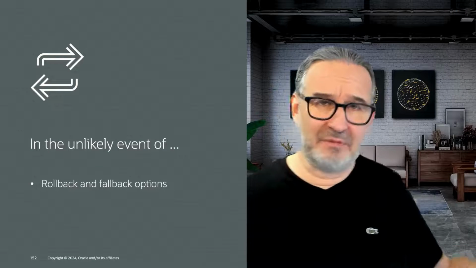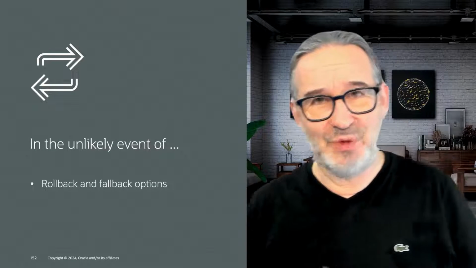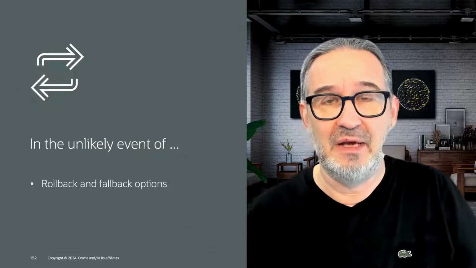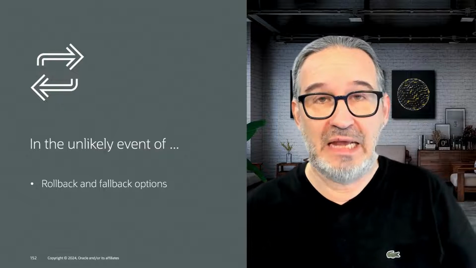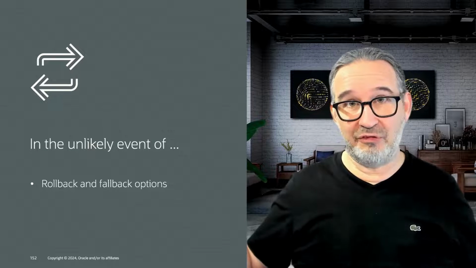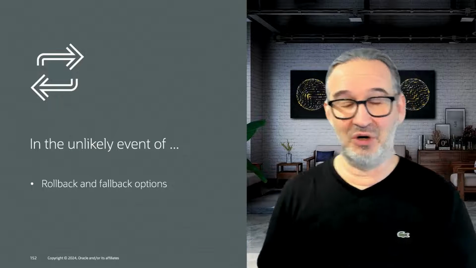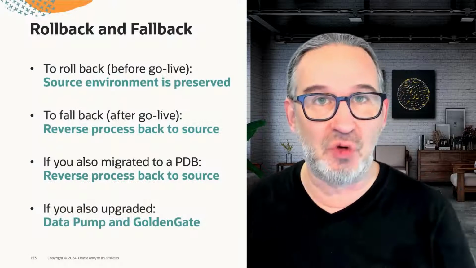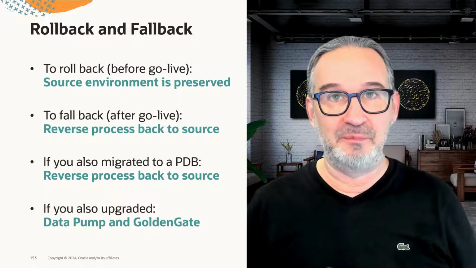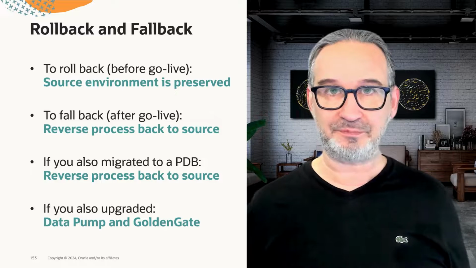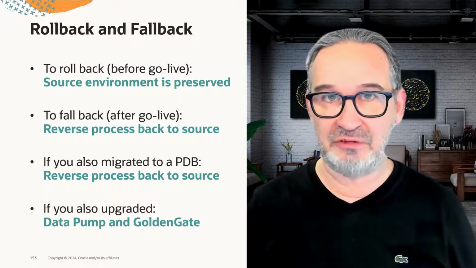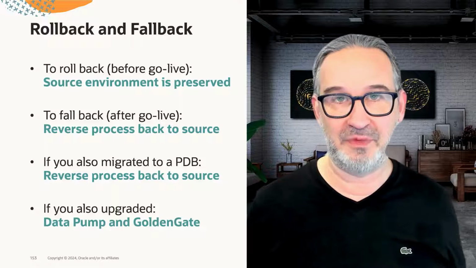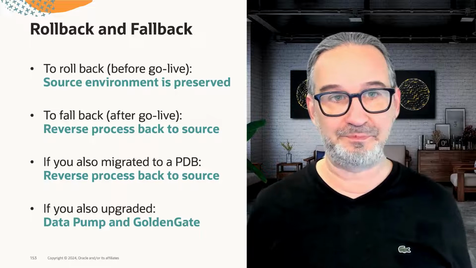Yeah, and then at some point, you tested everything and you think, oh, it looks great. Shall we approach it? But what happens in the unlikely event of something going deeply wrong? What are our rollback or fallback options? If something goes wrong now before go-live, that is not an issue. You had downtime, of course, for the tablespace read-only, but your source environment is fully preserved. So that is not a problem.